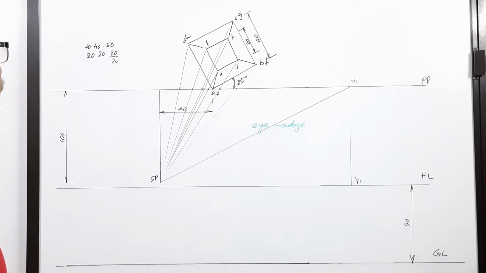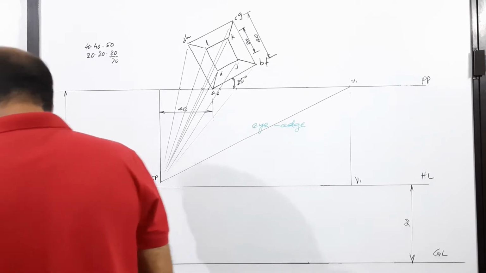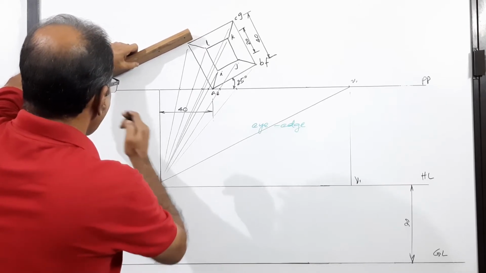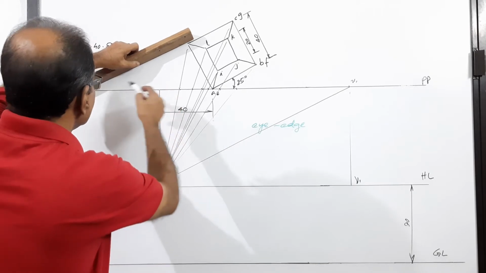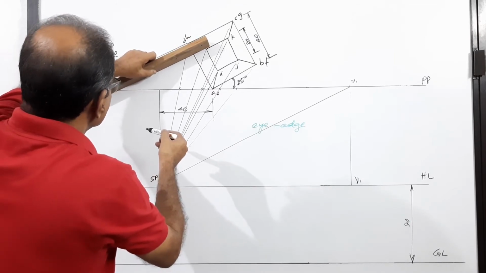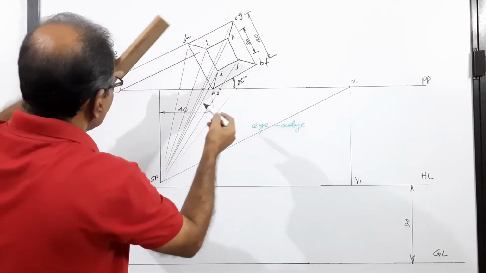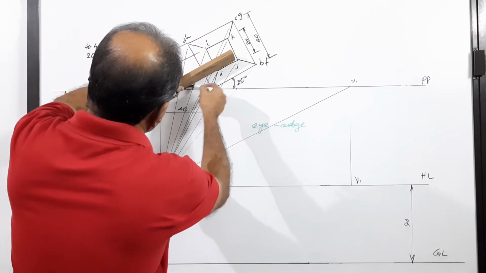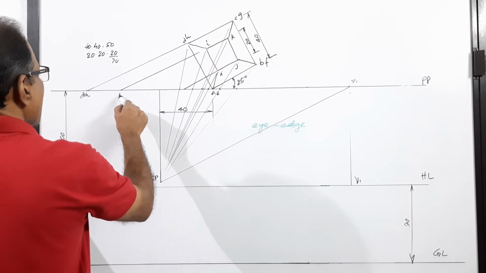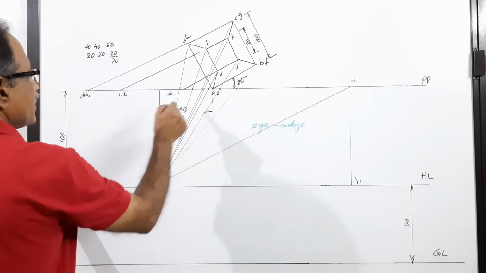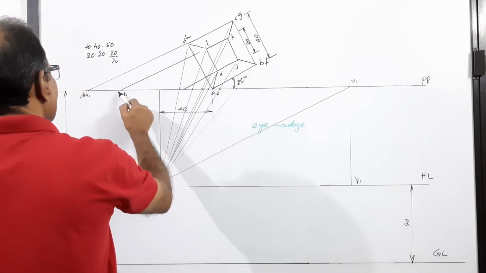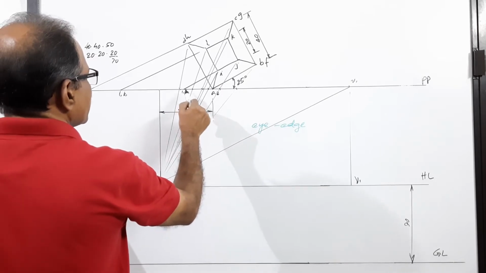Now, I extend this side to cut the picture plane. I extend this side to cut the picture plane, and I also extend this side to cut the picture plane. I call this D1 H1. I call this I1 J1. I call this L1 K1.